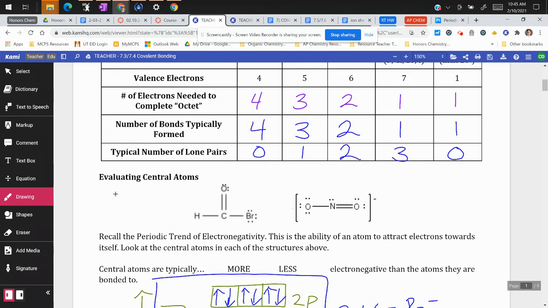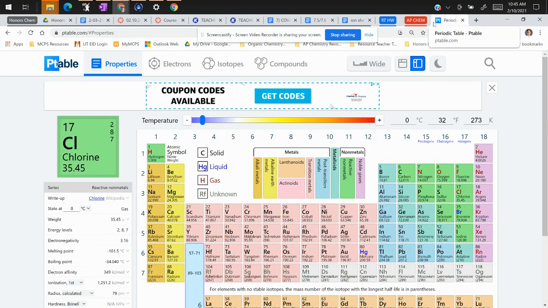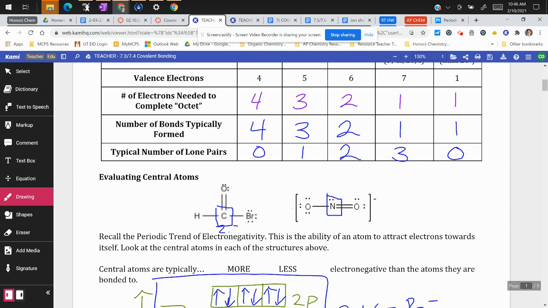Okay, let's evaluate some central atoms. Recall the periodic trend of electronegativity. This is the ability of an atom to attract electrons towards itself. We're going to look at the central atoms in each of these structures, so C and N, and we're going to compare their electronegativities. If you go on the periodic table from ptable.com, you can highlight a particular atom, and over here on the left side, it tells you the electronegativity. So carbon is 2.55, oxygen is 3.44. Let's make note of those.